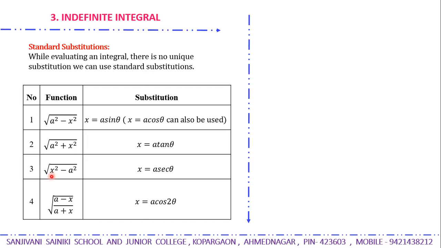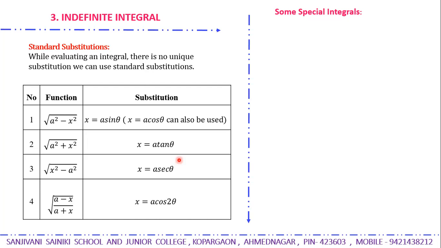The third one is root x square minus a square. For that we will substitute x is equal to a sec theta or x is equal to a cosec theta. Both substitutions will work for that. Then root of a minus x upon a plus x. In this form we will put x is equal to a cos 2 theta. Or there is another way: we will multiply and divide by a minus x, so that in the numerator the square root is removed, and in the denominator we get the square root of a quadratic factor, and how to find that integral we know.